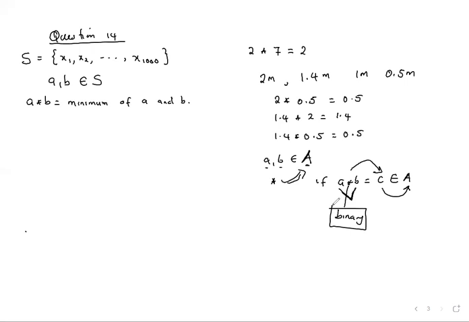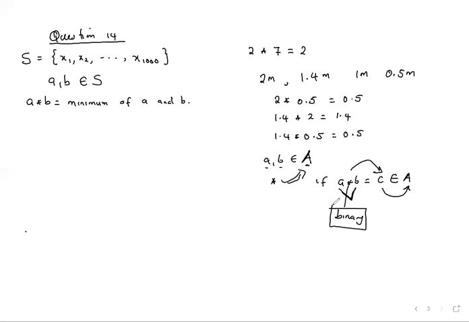When we say, is this star binary? We mean when you get A and B from this set and compute them using star, is the value that you get also in A? If the value you get is in A, then you say star is binary. If the value you get is not in A, then star is not binary in A.